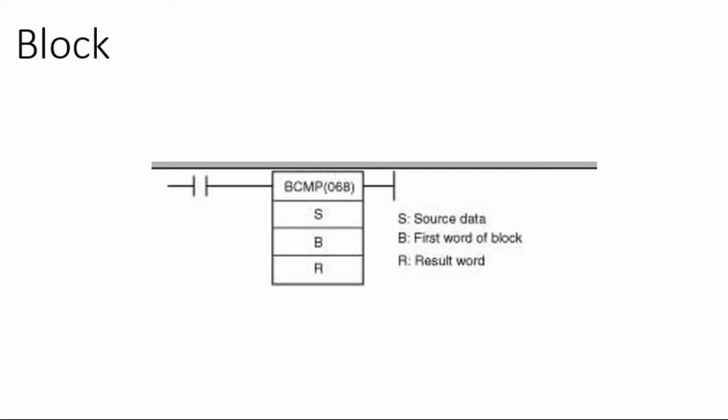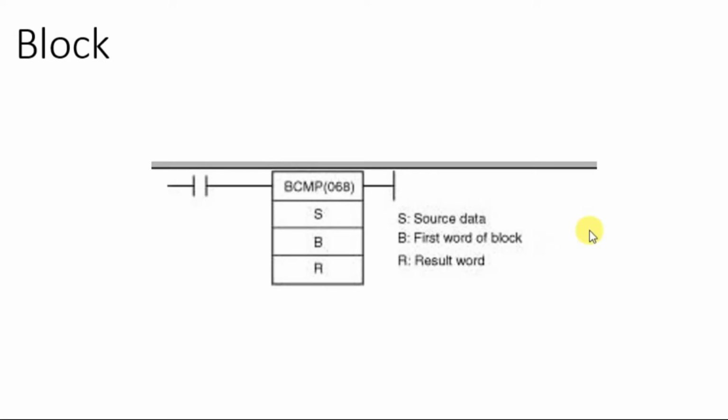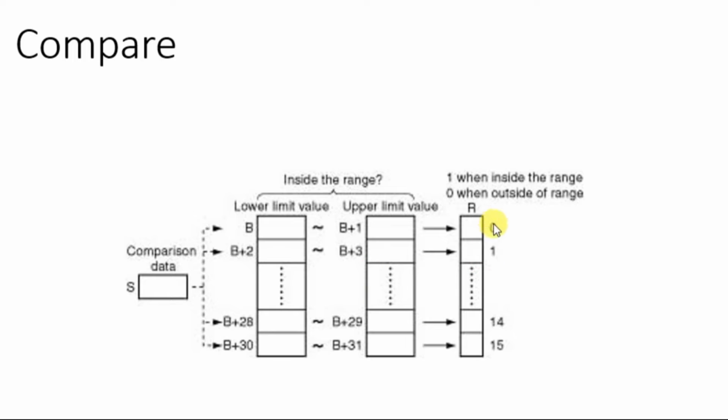So the first one is source data, then the first word of block, and the last one is result word. There are three contents in the block compare instruction. S is the source data, the one we are going to compare with B. B is the block, the first word of block. B has some ranges of values, which I'll explain in the example in a better way. And R is the result storage place.